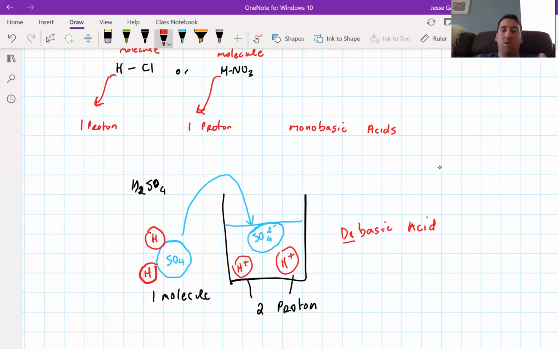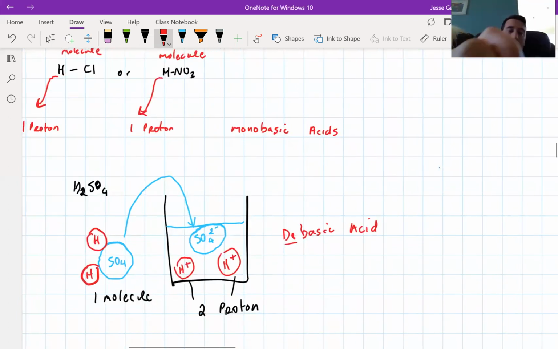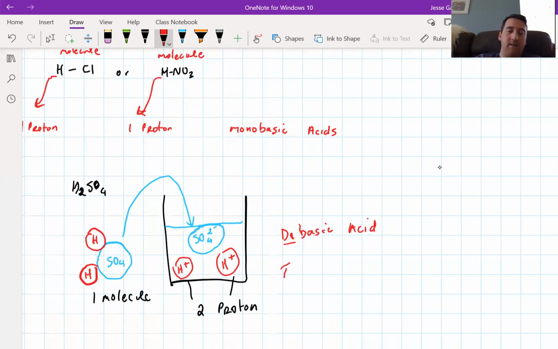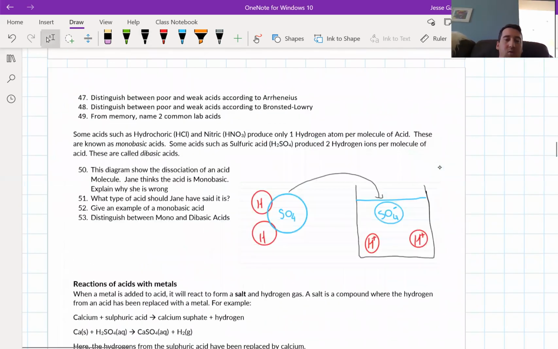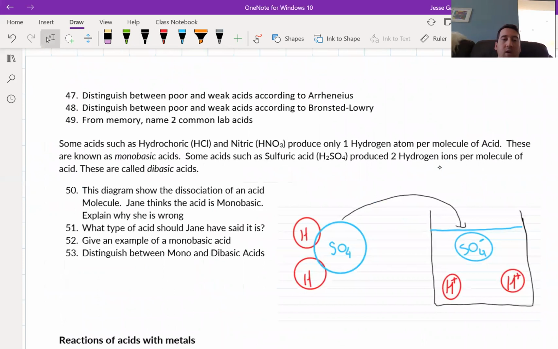What you should have said is monobasic acids are acids which can donate one proton. Dibasic acids are acids which can donate two protons. And in fact, there's such a thing as tribasic acids as well. Tribasic means three protons, and one example we might come across in this course is H3PO4. So this here is a tribasic acid, which works just like the dibasic acid, and can release 3 protons for every 1 molecule. Okay, all right, so what I'm going to get you guys to do is pause the video and have a go at questions 50 to 53. Pause the video, do that now from memory.